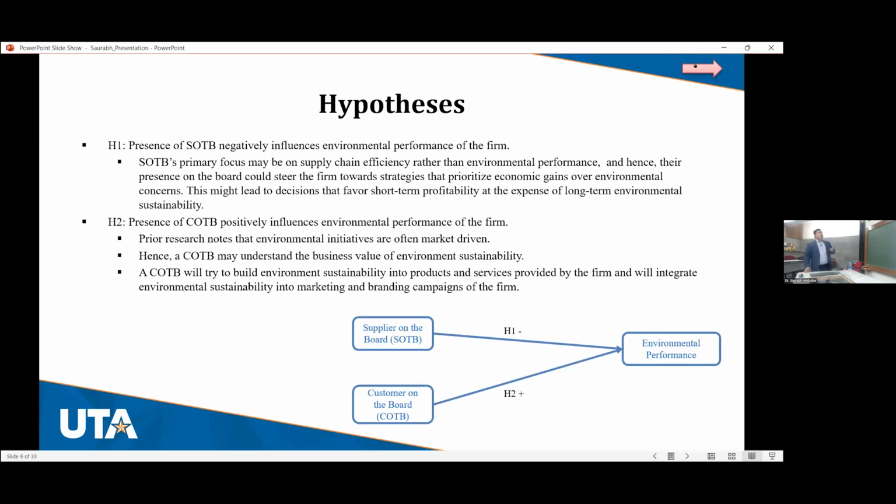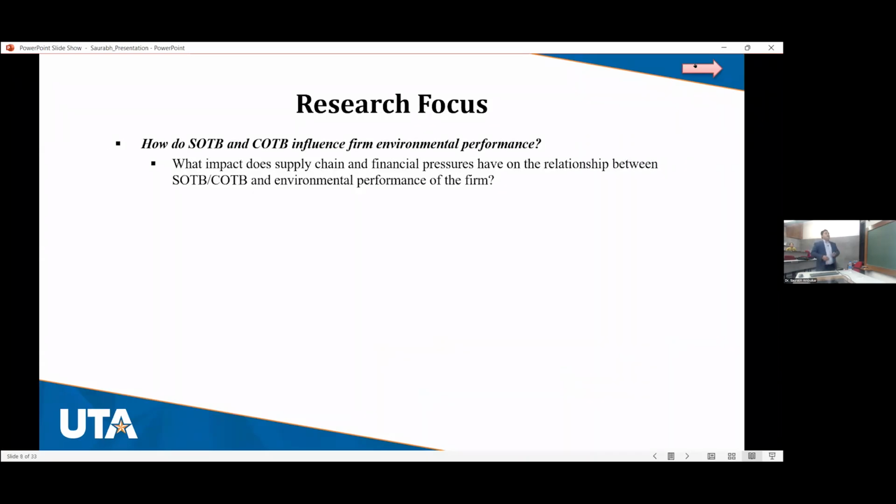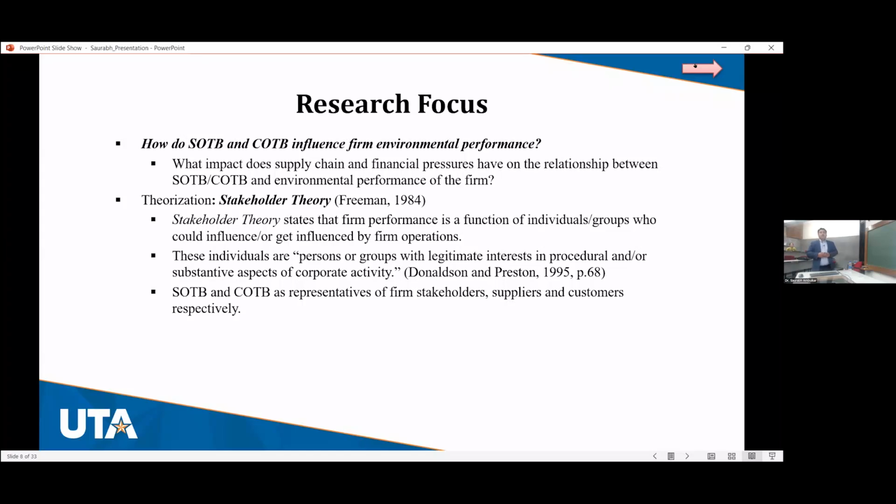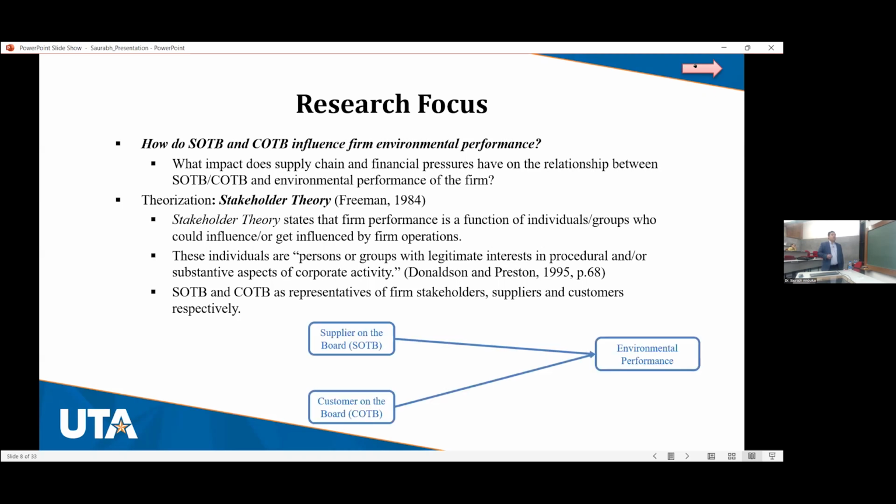So the question that we wanted to ask is, go back one slide, is there any benefit apart from financial performance, in terms of environmental performance, right? And so for this paper to look at this particular relationship, we are looking at stakeholder theory, because of course suppliers and customers are company stakeholders, and SOTB and COTB act as representatives of those stakeholders.